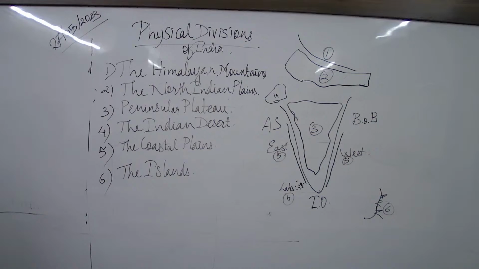We have only two west flowing rivers. One is Narmada, they'll show you, and Tapi. All other rivers flow east and join the Bay of Bengal. Only two rivers flow west. Which are the two rivers? Tapi and River Narmada.